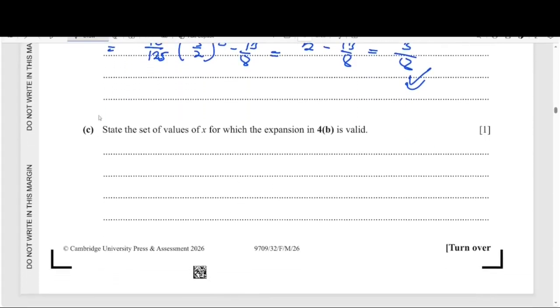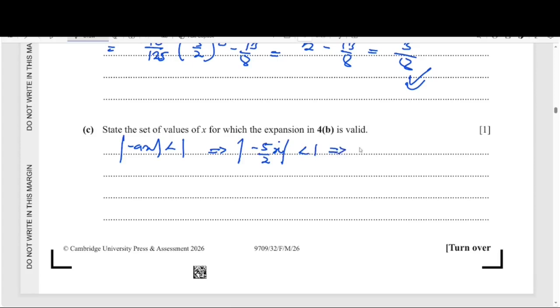So expansion is valid only when negative ax is less than 1, right? So these are the set of values of x for which the expansion in 4b is valid. But we've already found our a, so we just need to do substitution. Our a, we found it to be negative 5 over 2. We have negative 5 over 2 x is less than 1.